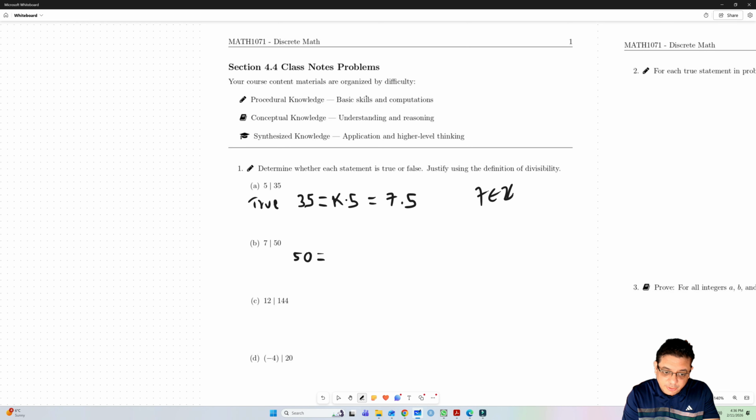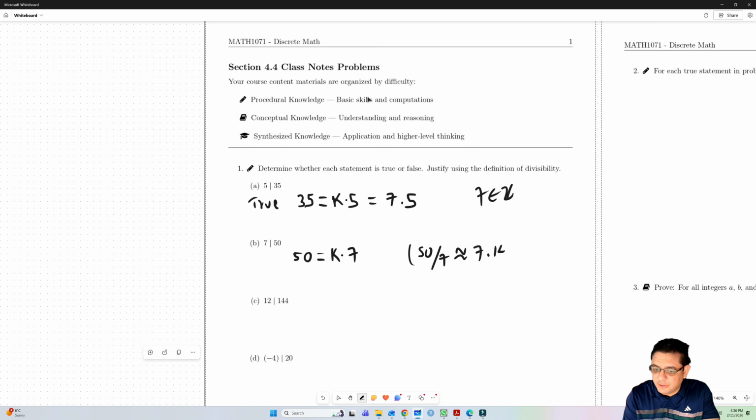Now we also have that 7 divides 50, and in this case, this is going to be false because there is not going to be an integer so that 7 times k is 50. We can get kind of close. If you divide 50 by 7, you're going to notice that this is going to be like 7.14. But there's not really going to be an integer that works. So this is false. So no k that belongs to the integers.